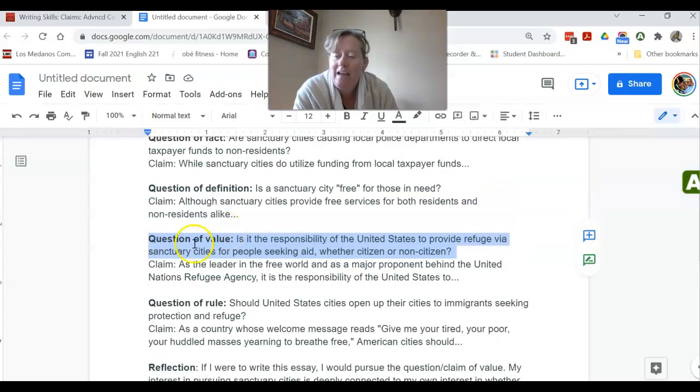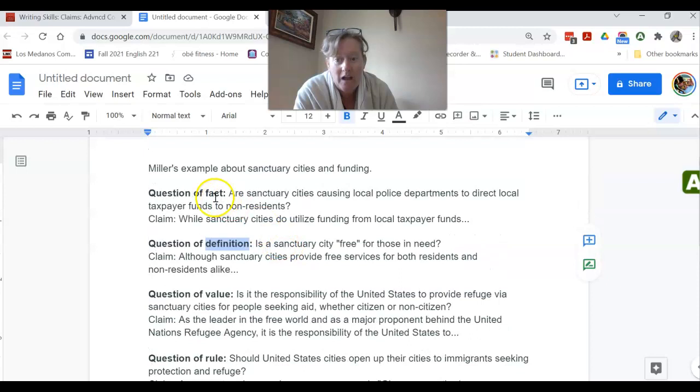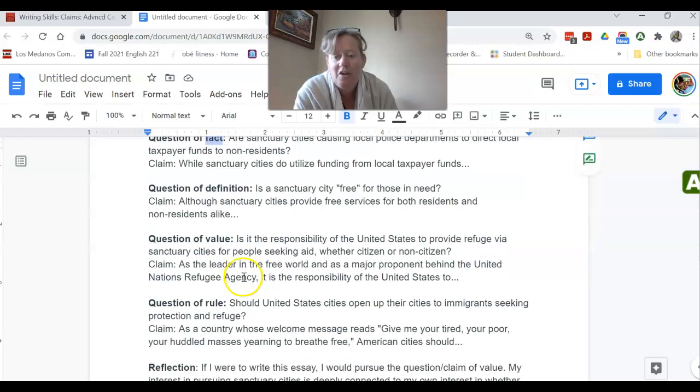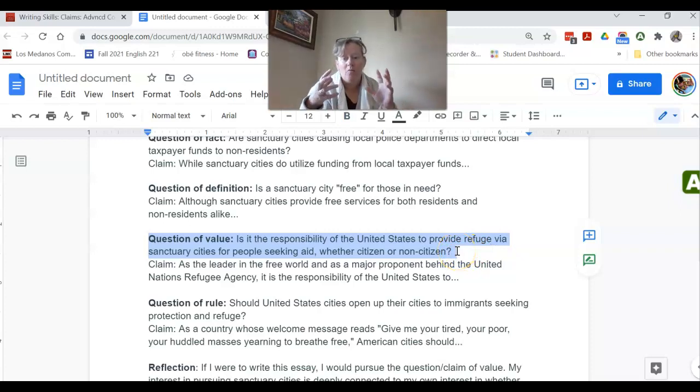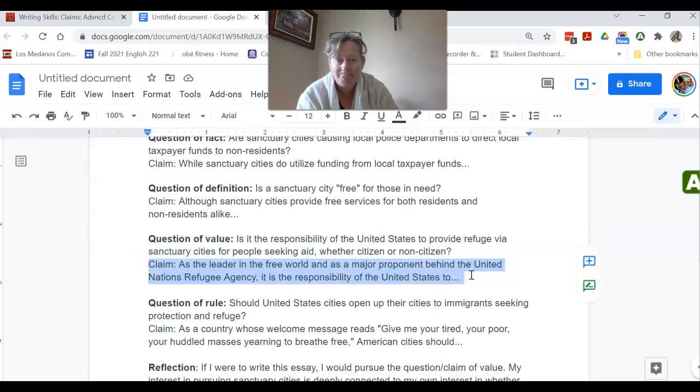Now, can you see how that's not working to define something? I'm not talking about defining a concept. I'm also not talking about a fact. I'm talking about a value here. What do we value in the United States? Now, this essay would be focused on whether or not we should provide refuge. Like, is it our responsibility as a country to do that, right? You can see how I might phrase that as part of my claim. Okay, it's a question of value.